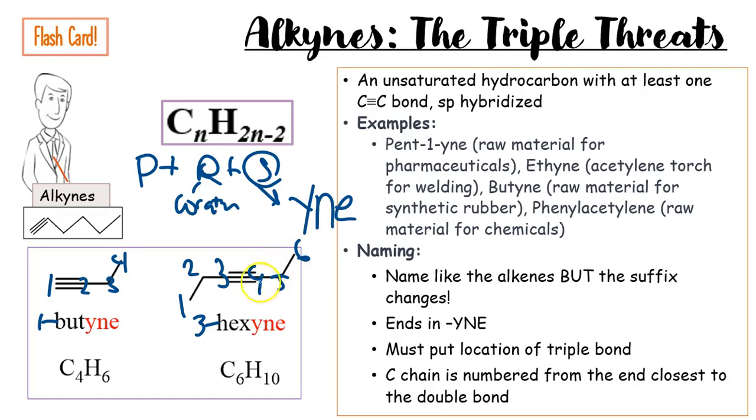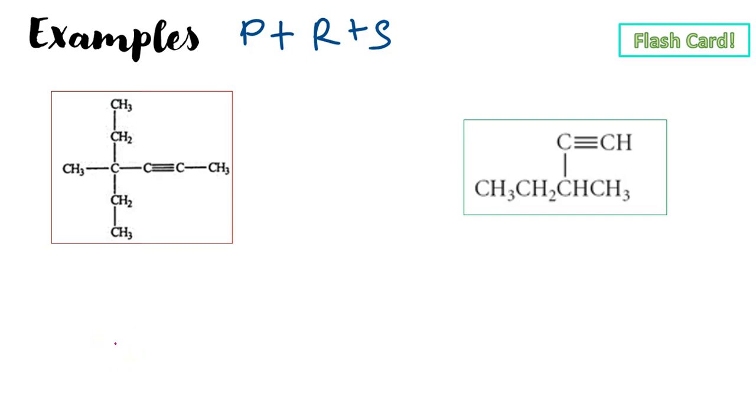Okay, so you got to have your location of the triple bond. You got to make sure the carbon chain is numbered from the end closest to that triple bond, and everything's going to end in -yne. All right, so let's get to it. So we know that our suffix is going to end in -yne, and we know our root has to have a location attached. We want to start numbering closest to that triple bond.